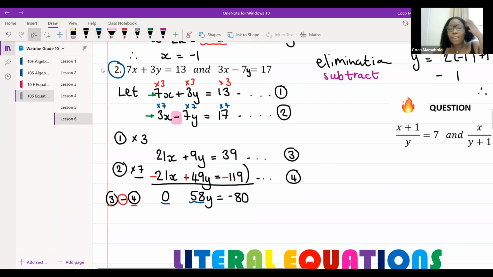Michael says, how many marks is it for this type of method? Normally 4 or 5. I think in grade 10, it's about 5. But the older you get, it gets a little bit more complicated.